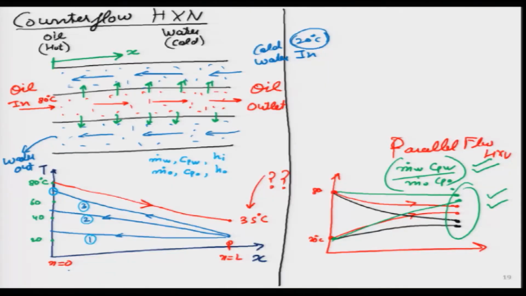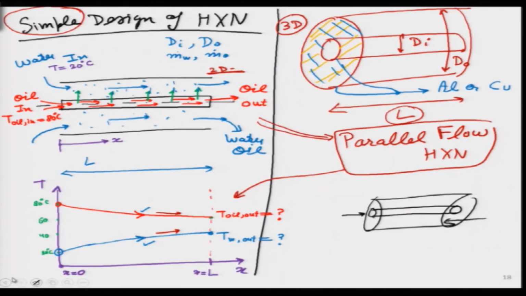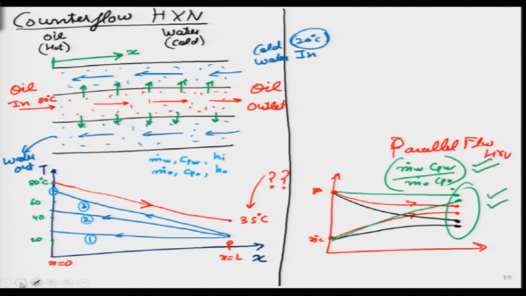Now, let us go to a new type of heat exchanger, and let me put some numbers over here. This was the first type of heat exchanger that we looked at, the parallel flow heat exchanger. Then we looked at the counter flow heat exchanger, so I will put a number 2 over here. You can see this is the second type.